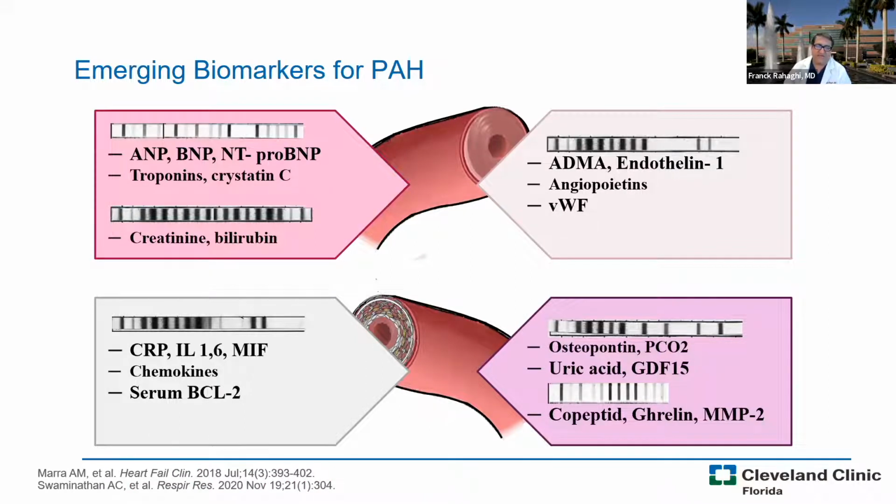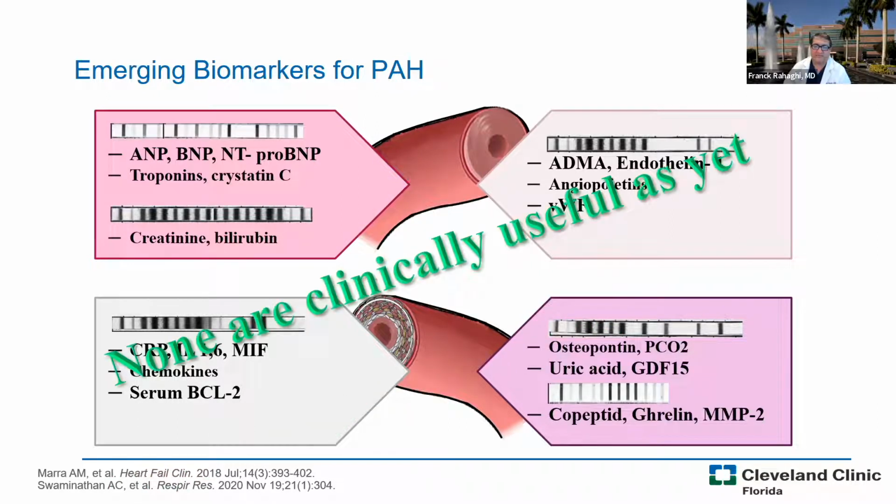We're not ready for any of these markers that we can measure to give us a clue on what to use. We have not found people that are better off using ERAs, or people who are better off using riociguat, or people who are better off using iloprost versus epoprostenol. This is not ready. And we need to get there, though.